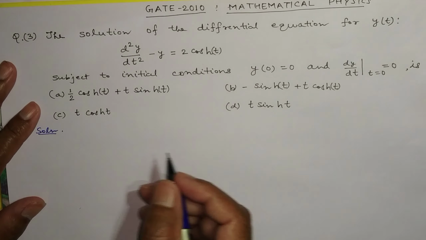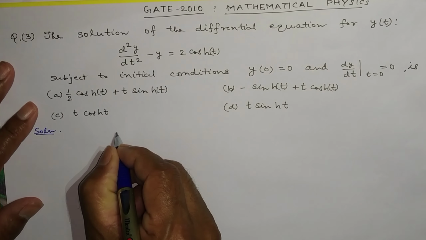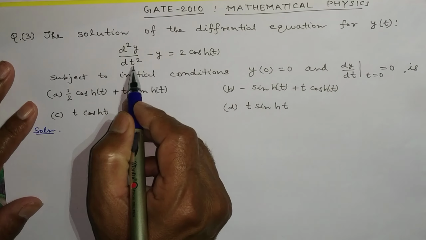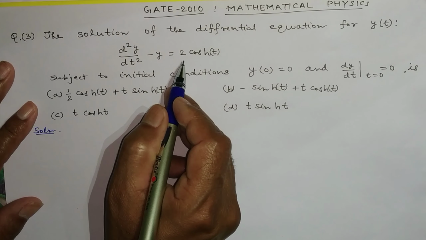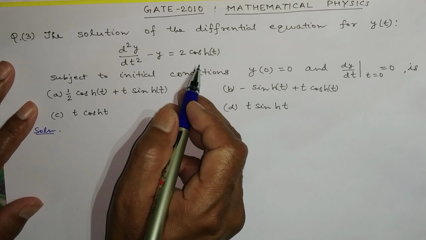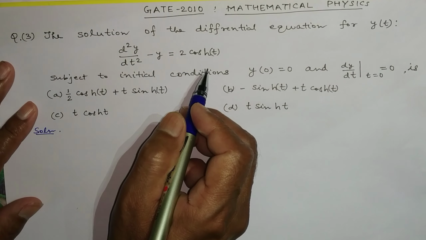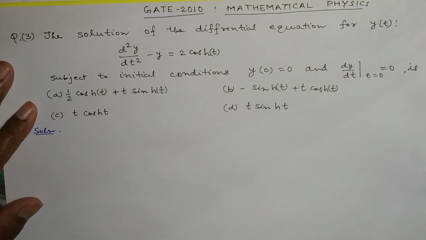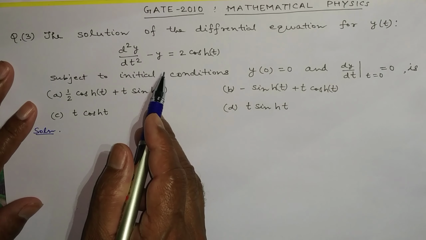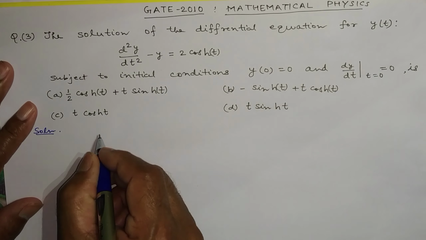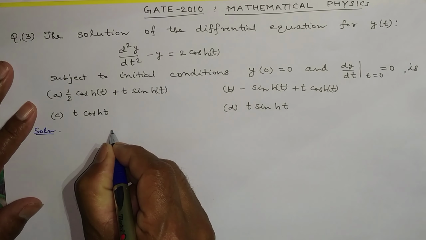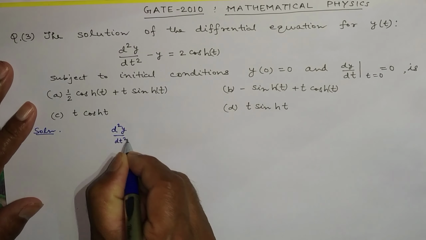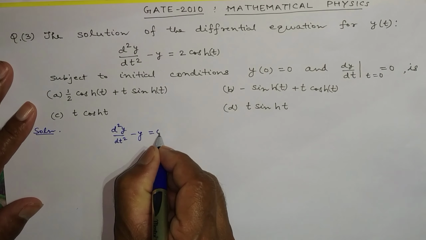Let us see the equation. It is d²y/dt², that is the second derivative of y with respect to t, minus y equals 2 cosh t. This is a non-homogeneous equation. In order to solve it, first of all, we should try to find the complementary solution of this equation. So, the complementary equation may be written as d²y/dt² minus y equals 0.